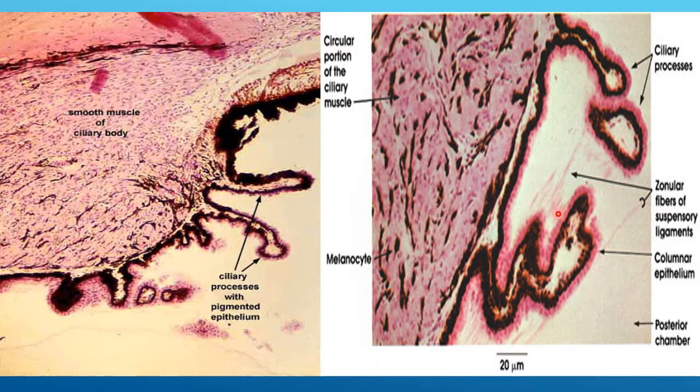And now you can see here the zonular fibers, which are the zonular fibers of the suspensory ligament of the lens, and these are also going to be secreted and synthesized from that non-pigmented epithelium. So these are the zonular fibers, which you can see very easily here.